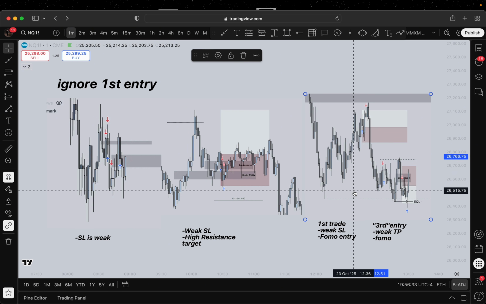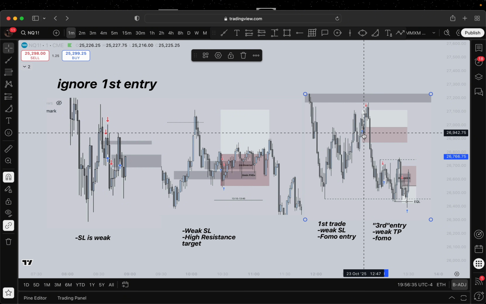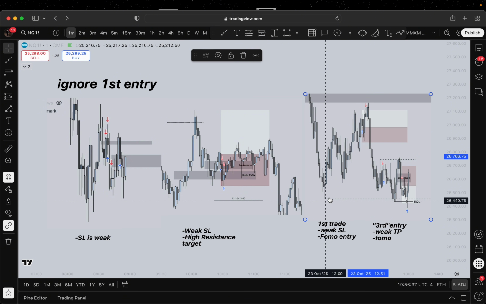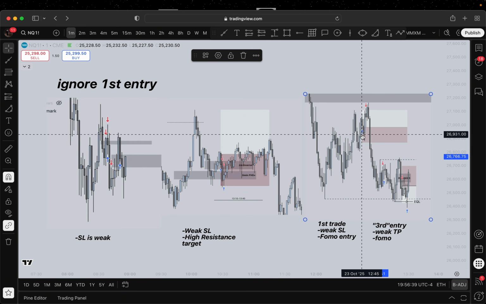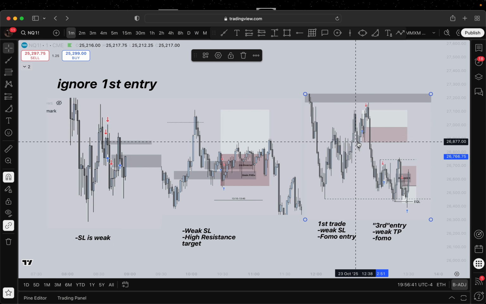And then again with this one, weak stop loss, FOMO entry. This is just a bunch of generated low resistance liquidity. And here I am entering at the top. Again, look at this stop loss. We don't hit a key level. We don't even have a stop on. I'm literally just taking the inversion to take it.